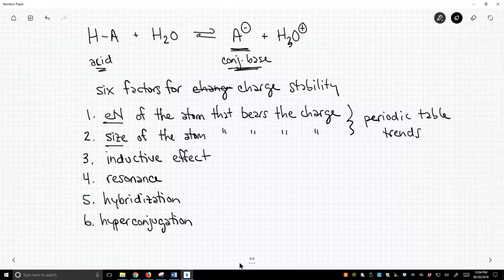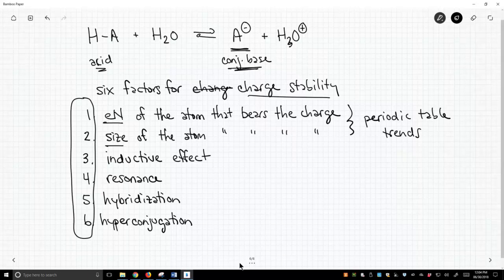As it turns out, these 6 factors that we can use to evaluate charge stability don't just apply to anions or cations that we might see in acid-base reactions. They apply to anything that has a charge. And a lot of reactions form charges during the reaction. So by learning these tools and practicing applying them to acid-base chemistry, we're practicing applying these tools later to other general organic reactions that involve charge.